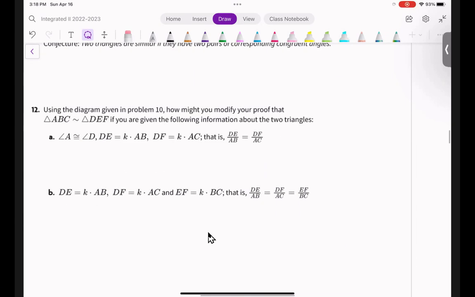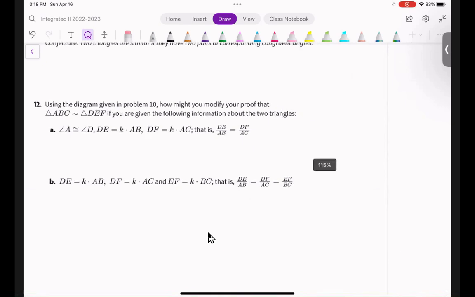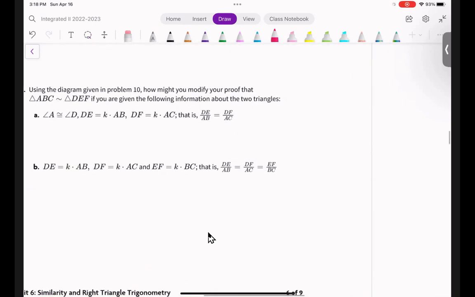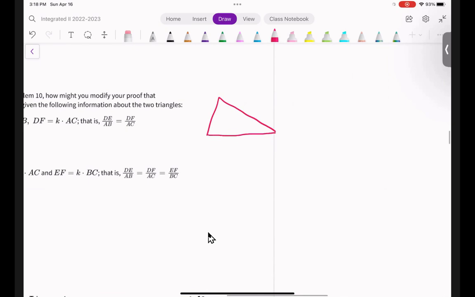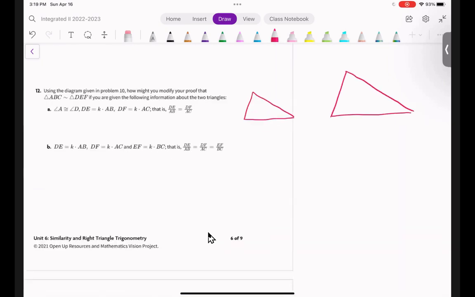Okay. Number 12, it says, using the diagram given in problem 10, how might you modify your proof? Triangle ABC is similar to triangle DEF if you are given the following information about two triangles. Angle A is congruent to angle D. So the very first thing I'm going to do is draw a picture. I'm going to draw these two triangles and try to make them look similar-ish just in case they are, because my brain. So there goes that. And it says ABC.